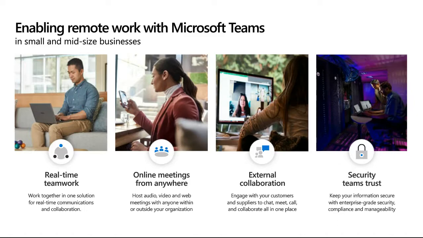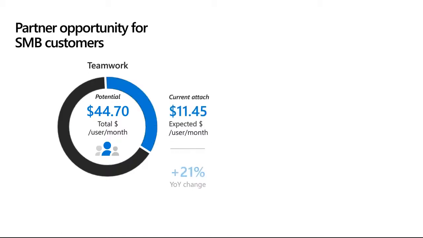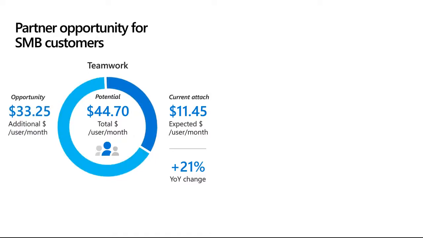So if a partner were to capture the entire teamwork attach potential, it will total nearly $45 per month. With the current trajectory, this might not be too far off. The current attach for teamwork services is $11.45 a month, which represents a 21% change year over year for the last 3 years, which is massively impressive. What that means is that there is still 2/3 of the potential that is not yet being captured for an additional $33 per month opportunity.